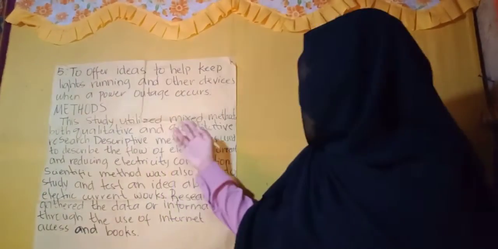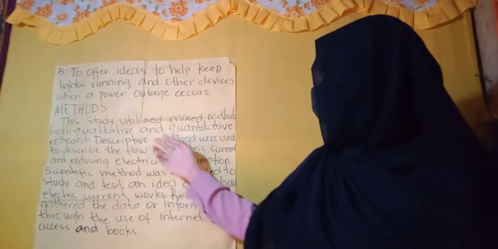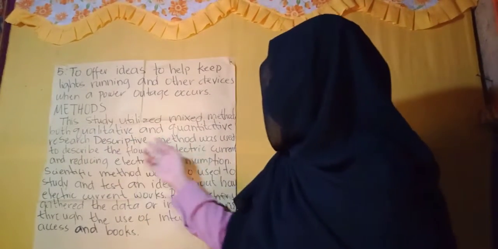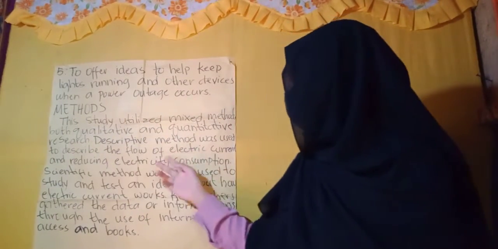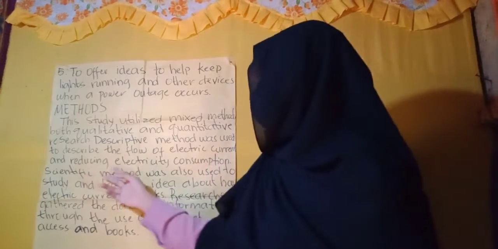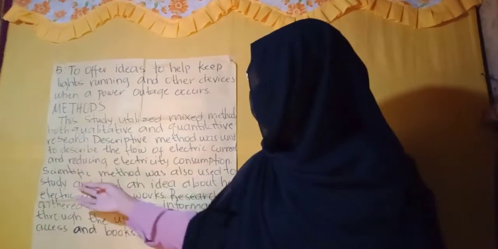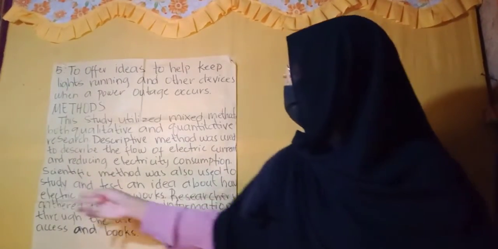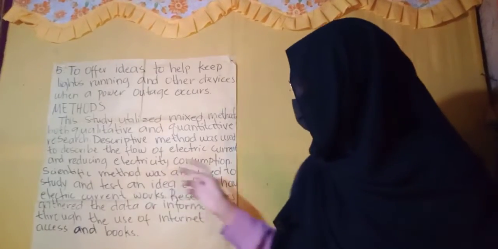Now let's proceed to the methods. This study utilized mixed method, both qualitative and quantitative research. Descriptive method was used to describe the flow of electric current and reducing electricity consumption. Scientific method was also used to study and test an idea about how electric current works.